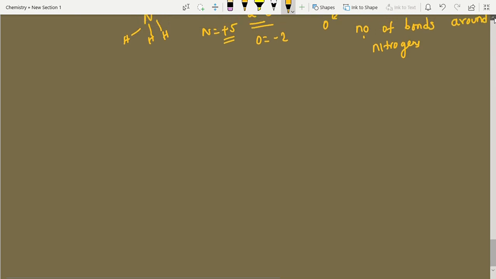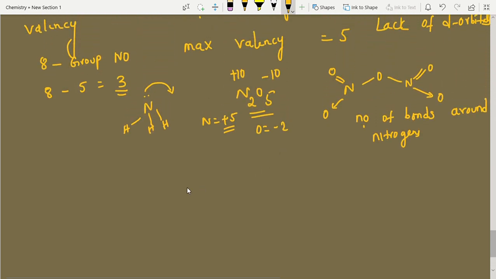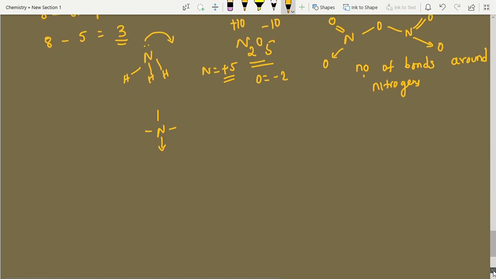Beyond that it is not possible because of lack of d orbitals. I am repeating this point once again. Around nitrogen, if we have 4 bonds, definitely one is a dative bond. A dative bond is nothing but a coordinate covalent bond. One is donating, another one is accepting. After the formation of the 4th bond, there is no possibility to form another bond. So that is the covalency limit due to lack of d orbitals. Clear, students? Whatever questions are generally asked, I am covering all of them while explaining the concept itself.